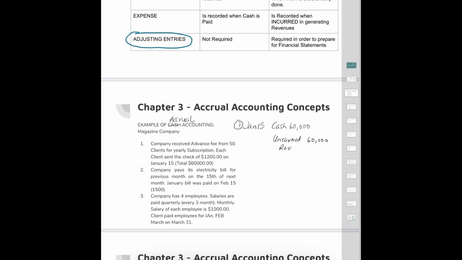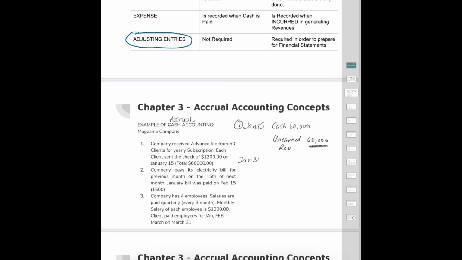Okay, now let's say that it is January 31 and the company wants to prepare the financial statements. Okay, now on January 31, the company needs to do an adjusting entry. Why? Because some part of this 60,000 is earned now. For 1 month they have served the clients. The clients have used 1 month of subscriptions.